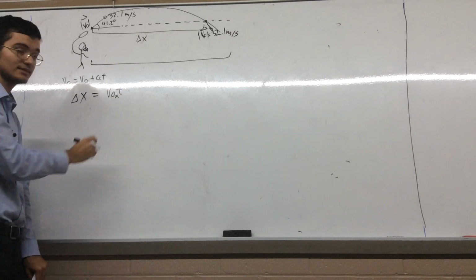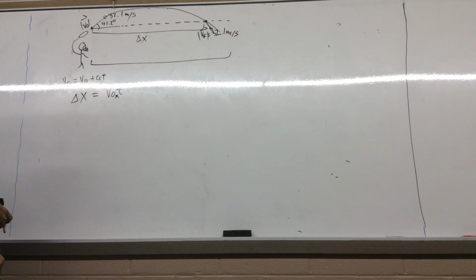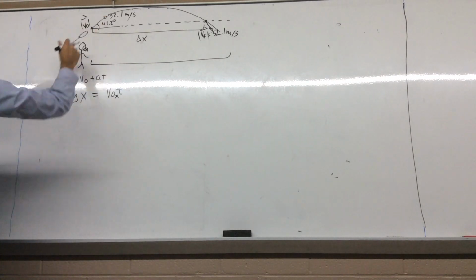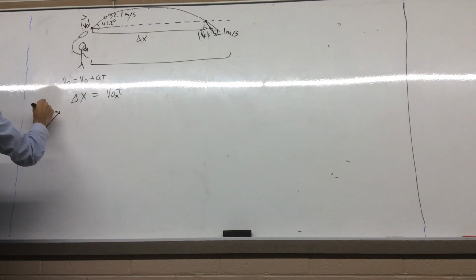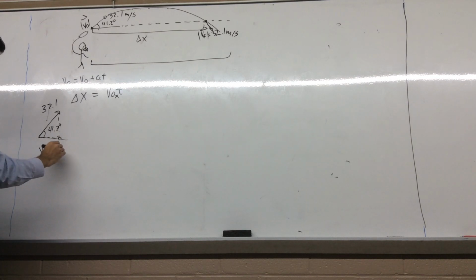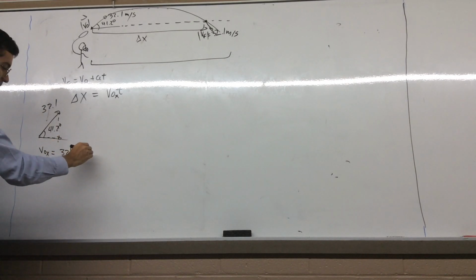But this is the x component of the initial velocity. What's the x component of the initial velocity? So we have a triangle like that, right? This is 32.1, and this is 41.2 degrees. The x component goes like this, right? So we have to say that v0x is equal to 32.1 meters per second times cosine of the angle.